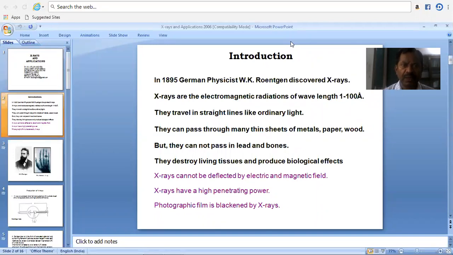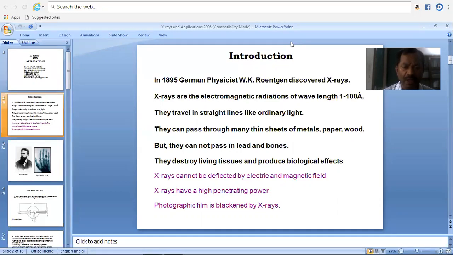Introduction. In the year 1895, a German physicist W.K. Rontgen discovered X-rays. X-rays are electromagnetic radiations of wavelength 1 to 100 angstrom. They travel in straight lines like ordinary light. They can pass through many thin sheets of metals, paper, wood, etc. But they cannot pass through lead and bones.